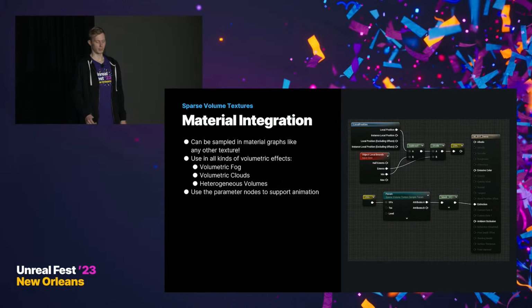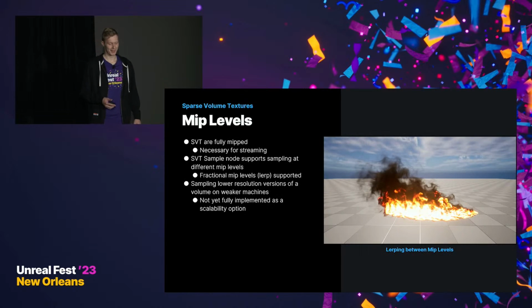These techniques require the material to be a volume domain material with additive blend mode. Also note that for animated SVTs to work, you will need to use an SVT parameter node. I'll explain why that is in a moment. But let's take a look at MIP levels first.